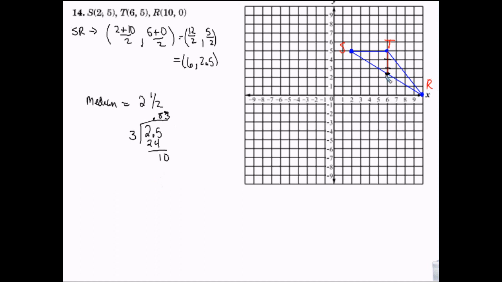So, okay, my midpoint here is 6, 2.5. I need to go up this far. I want to go up. Up is on the y-axis. So I'm going to add 0.83 repeating to this 2.5.